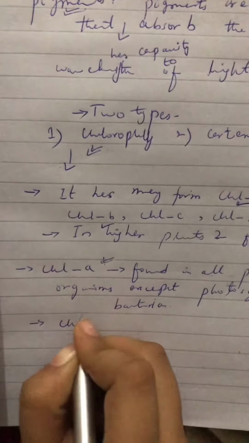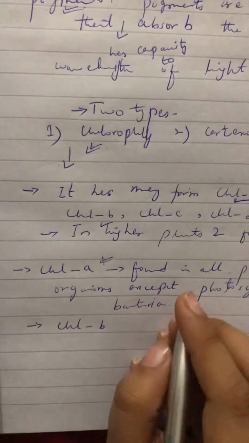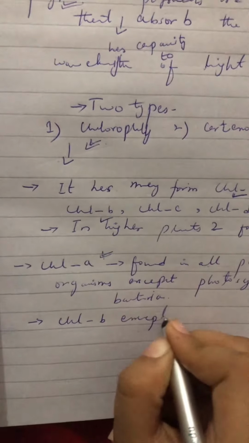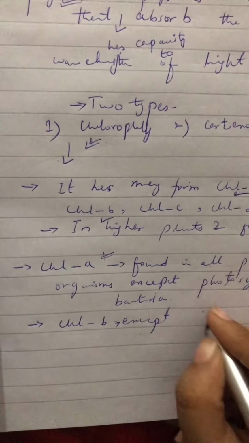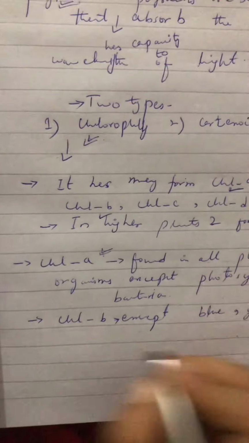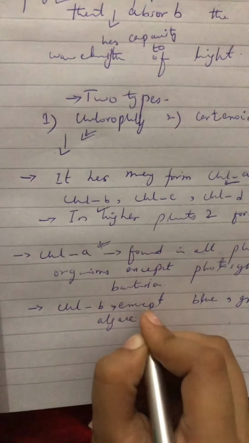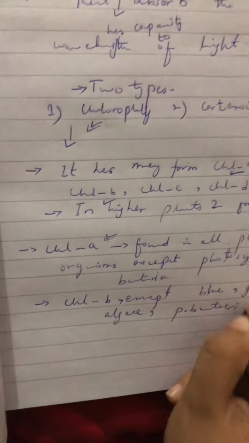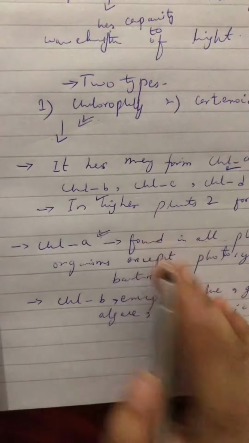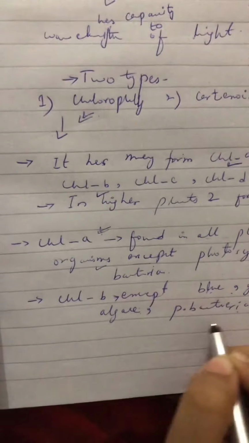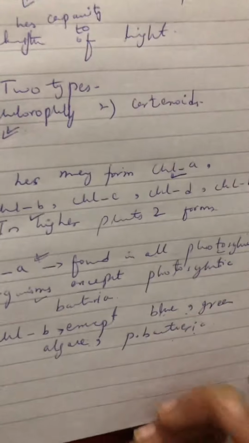If we talk about chlorophyll B, it is found in all photosynthetic organisms except blue-green alga and photosynthetic bacteria.